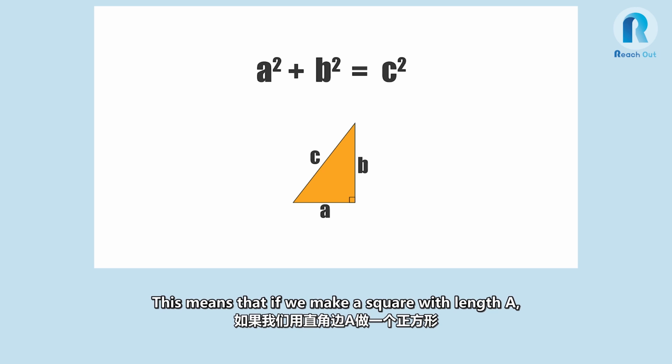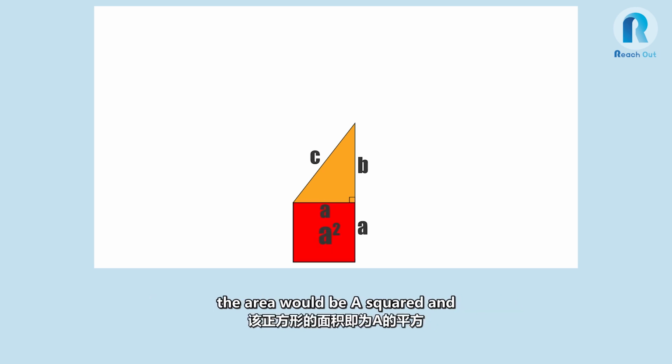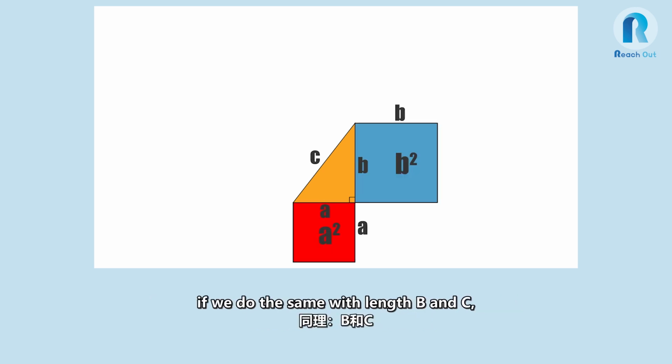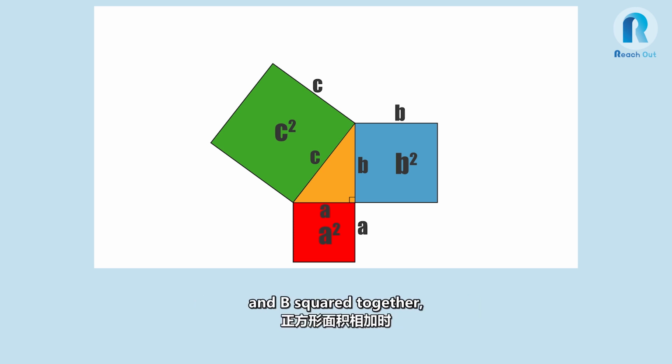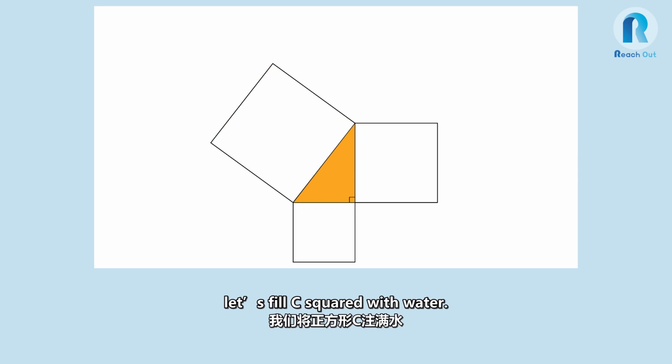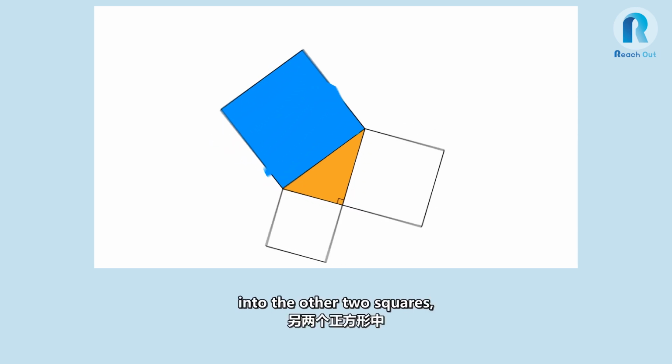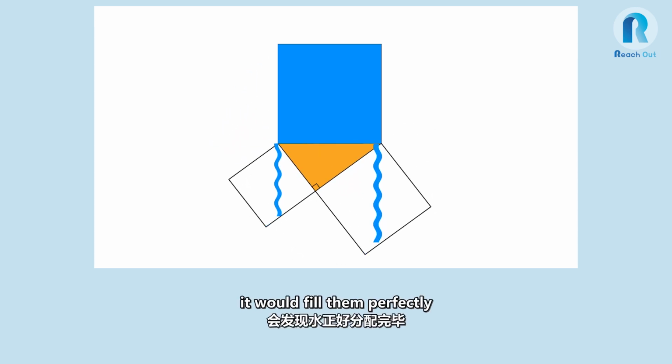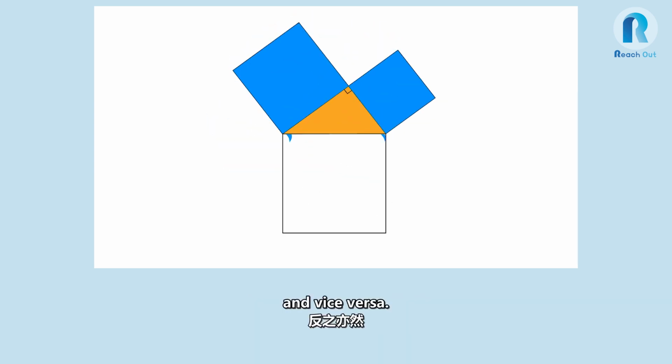This means that if we make a square with length A, the area would be A squared. And if we do the same with length B and C, when we combine the areas A squared and B squared together, they will make C squared. To illustrate this point, let's fill C squared with water. If we were to distribute that water into the other two squares, it would fill them perfectly, and vice versa.